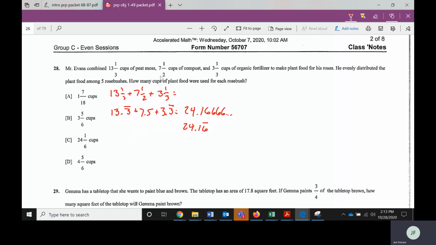This is how many. The main question though is how many cups of plant food were used on each rose bush. So he took the total and evenly distributed the plant food among 5 rose bushes. Means he split it up among 5. And the operation that would mean split up is divide.